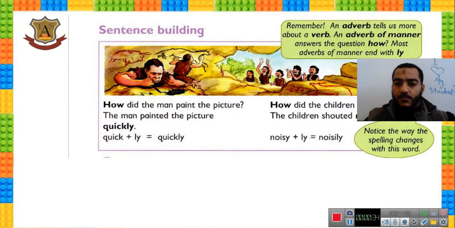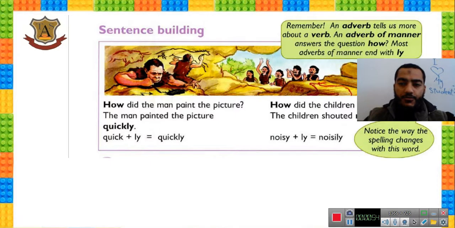First, let's read Moby's bubbles. What is he saying now? He's saying remember: an adverb tells us more about a verb.